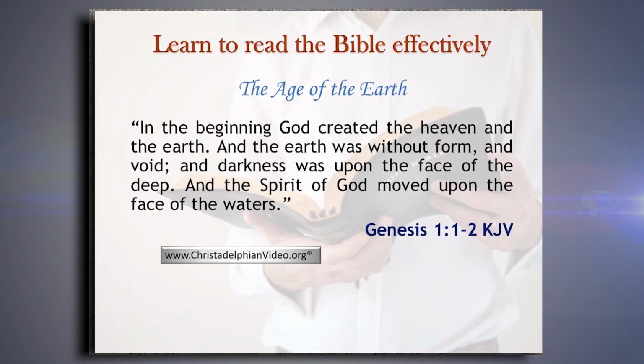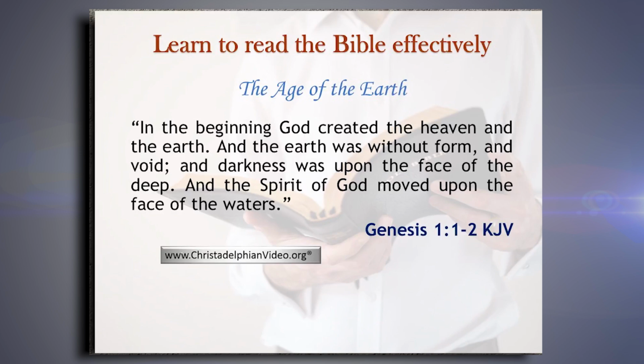And then the third day, in verse 9, God says, let the waters under the heaven be gathered together unto one place, and let the dry land appear. And it was so. And God called the dry land earth, and the gathering together of the waters called He seas. And God saw that it was good. So on the third day, God separates the sea from the dry land, and so dry land appears. And then in verse 11, He creates the plants as well. Okay, so that's the first 3 days.